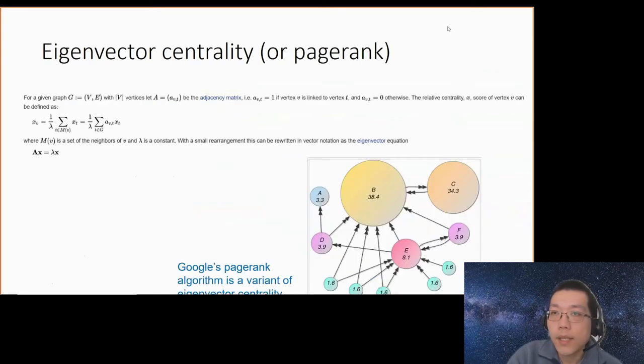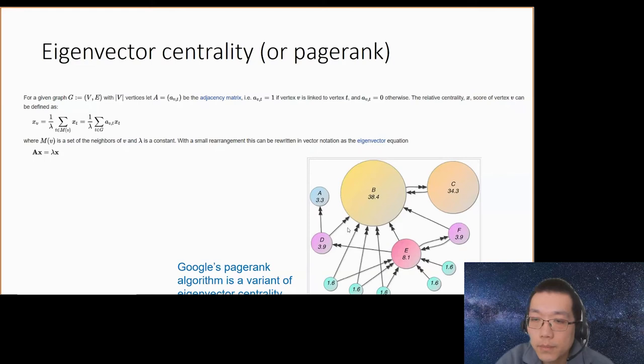And just to give you a real world example, if you ever wonder how, when you search something in Google, Google ranks all those pages, Google actually uses an algorithm called PageRank, which is a variant of eigenvector centrality. For a website to rank on top, not only does it itself have to be important, but all the websites that made a reference to it also have to be important.